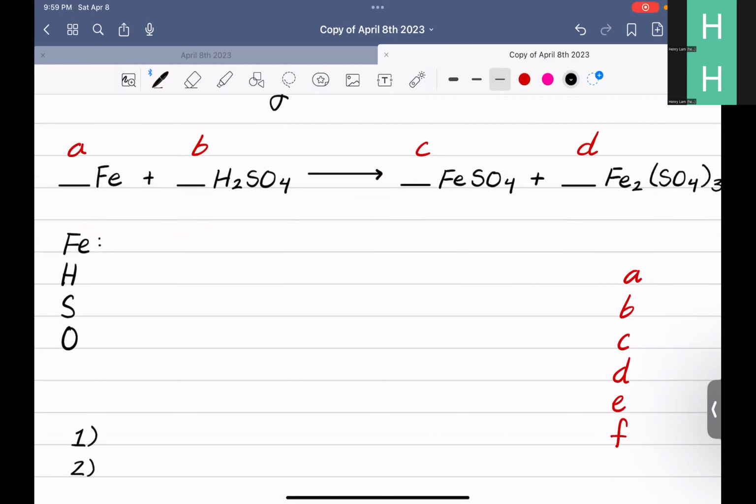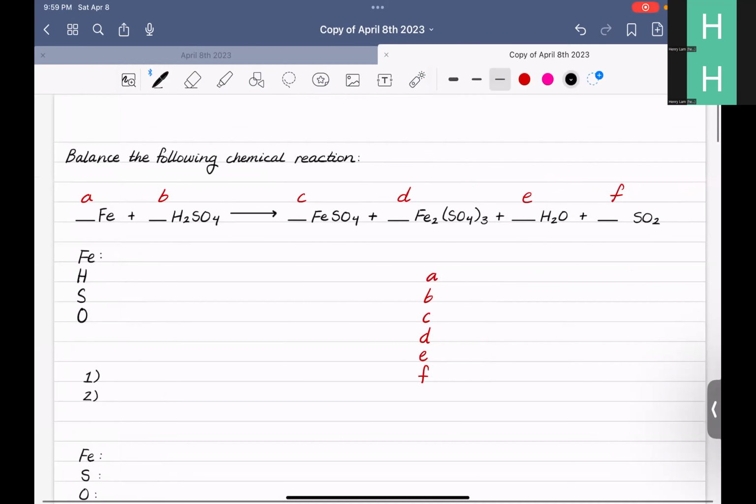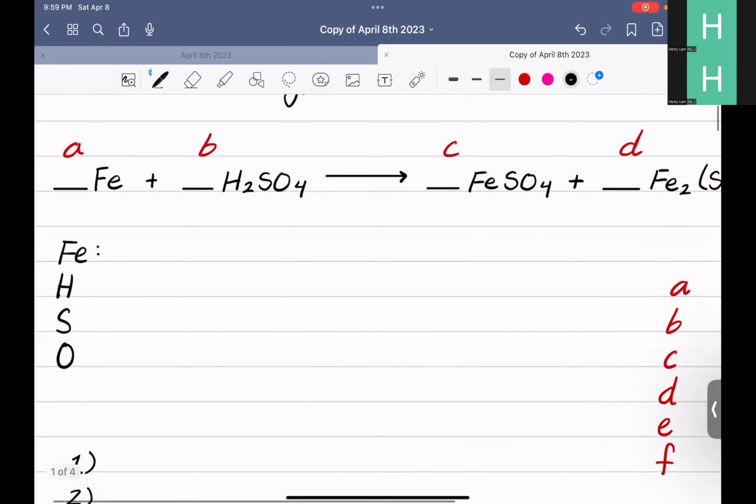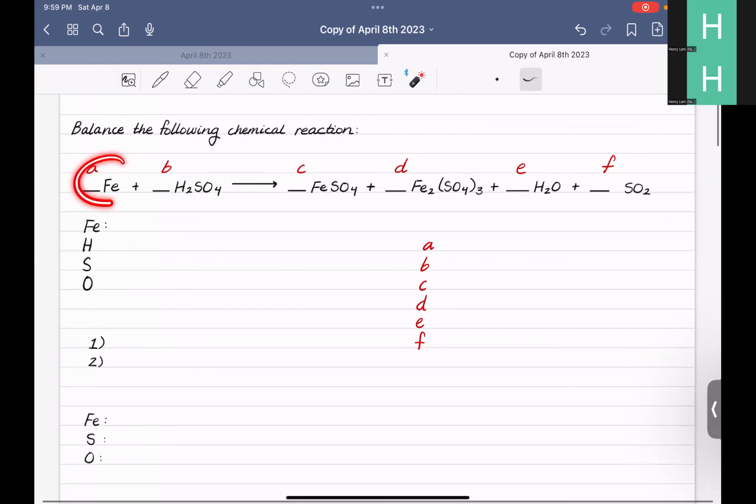Next thing you're going to do is you're going to take a look at iron, and you're going to examine both sides of the reaction. So this is the left side, this is the reactant side, and this is the product side. You're going to see how many times does iron occur on both sides. So iron here occurs once here, it occurs once in C, and twice in D.